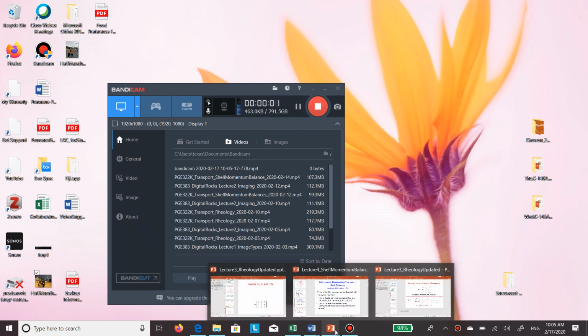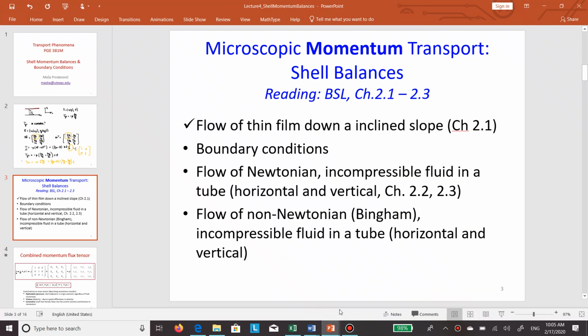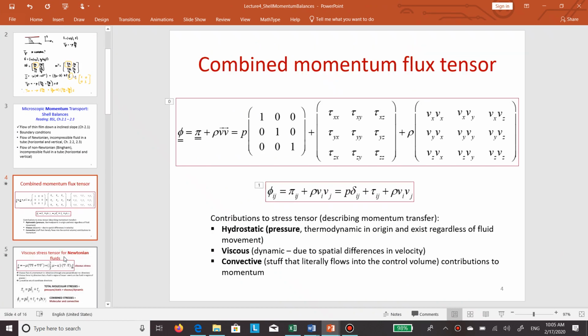So let's do first a brief review of what we have gone through. First, the definition of combined momentum flux tensor, and some of them you have as an exercise to compute in your homework.